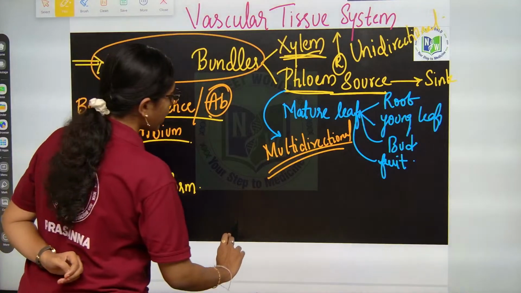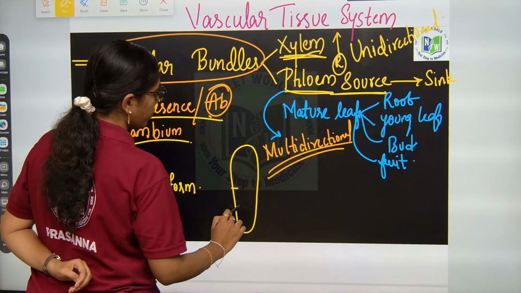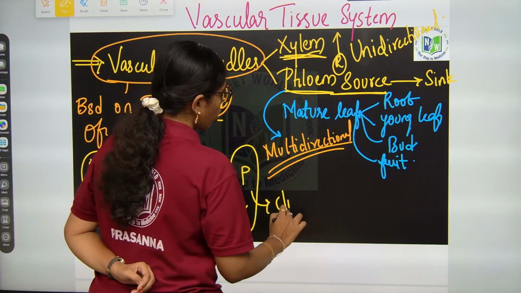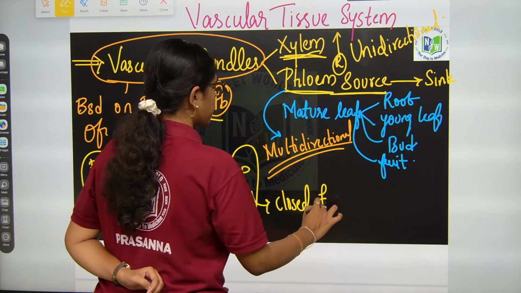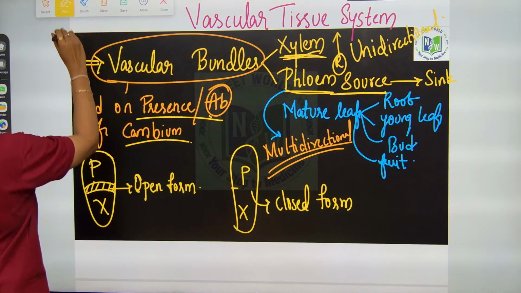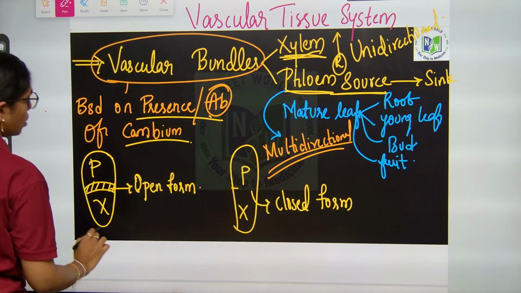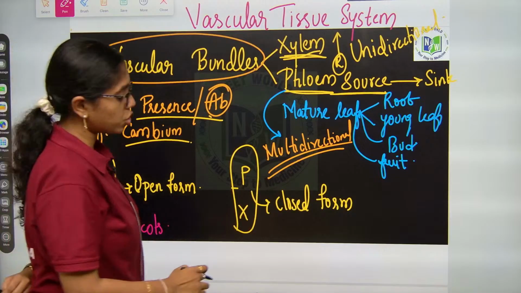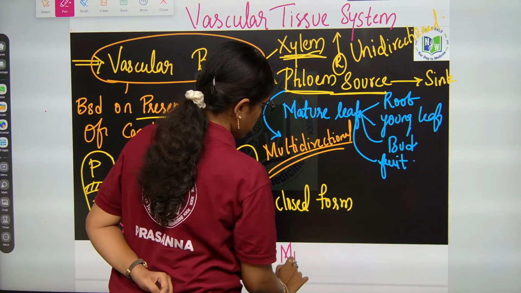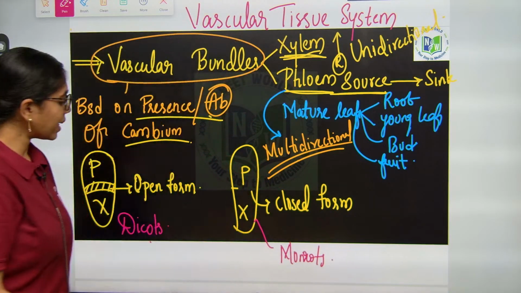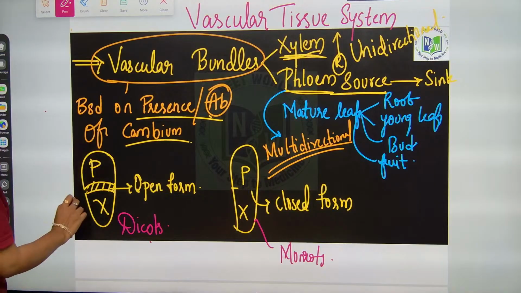If there is no cambium between xylem and phloem, this is called the closed form of vascular bundles. Open form of vascular bundles can be observed in dicotyledons, dicots. Closed form of vascular system you can observe in monocots. This will conduct secondary growth. Cambium here will conduct what? Secondary growth.